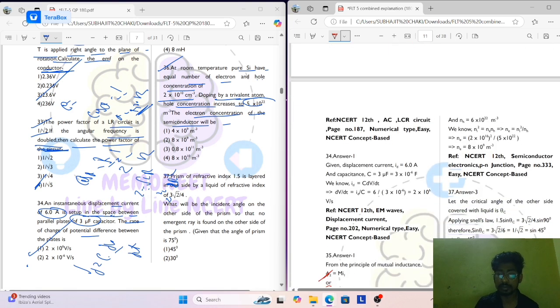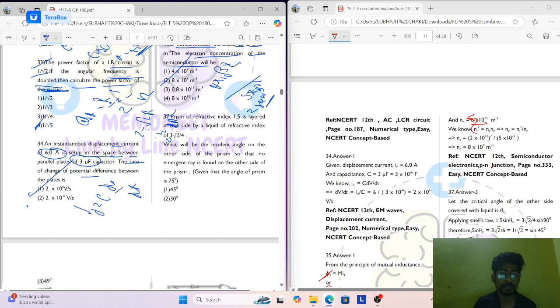So Nh is already given 6 into 10 to the power 22. No, this is equals to 5 into 10 to the power 22. So now we know that Ni square equals to Ne into Nh. So Ne equals to Ni square by Nh. Ni we calculated, equals to 2 into 10 to the power 16 per meter cube. So 4 into 10 to the power 32 divided by 5 into 10 to the power 22. So 8 into 10 to the power 9 will be our answer. So option number 2 will be our answer.